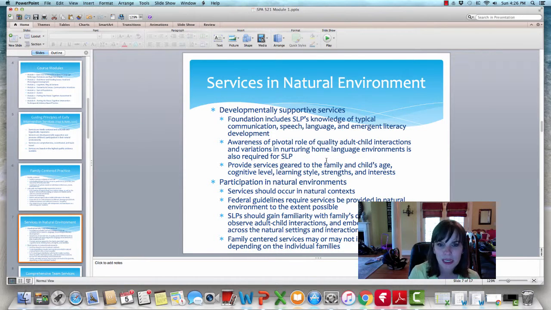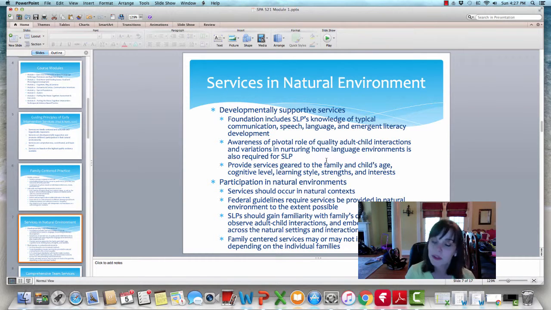The critical thing here is that even if you're providing a service for EI within a clinical setting, say they're going to the SLP office, the natural context is the implication that the family is involved in interacting with that child with you as the clinical service provider as well. This is not happening in isolation with you removed in the clinic room and the family in the outside room waiting for you to finish therapy. The family is very much involved in this process.